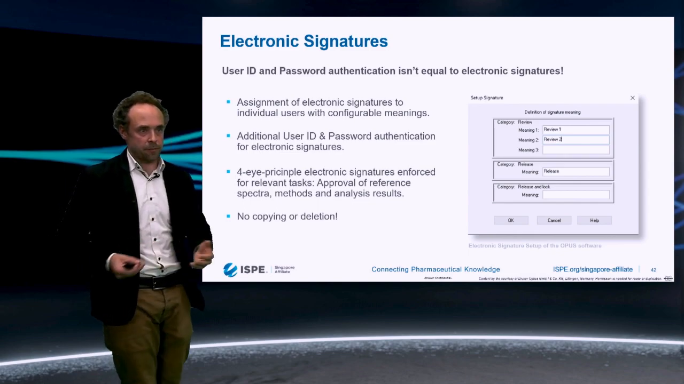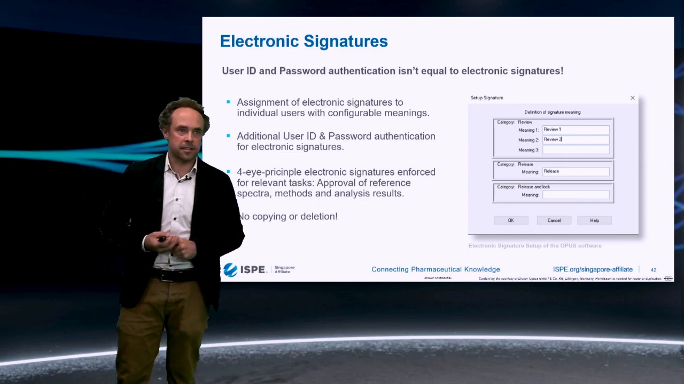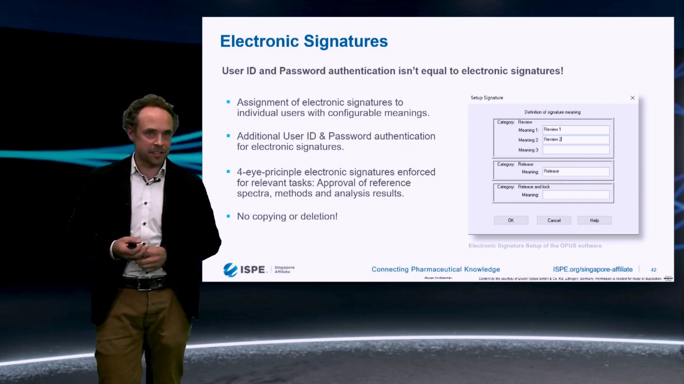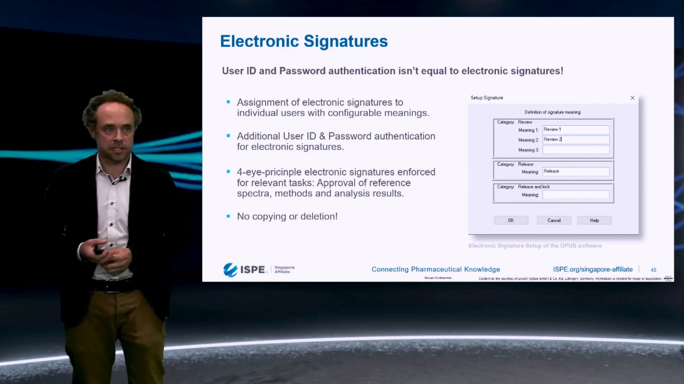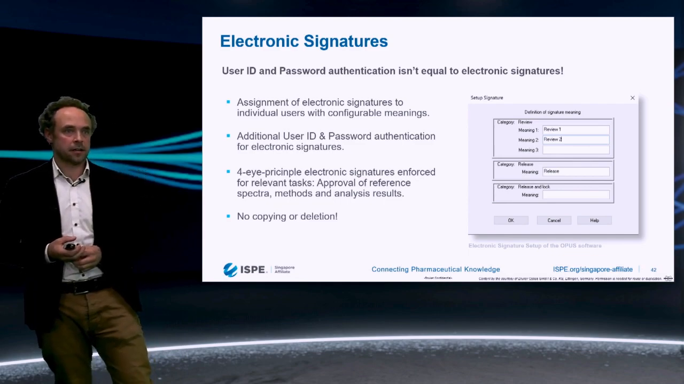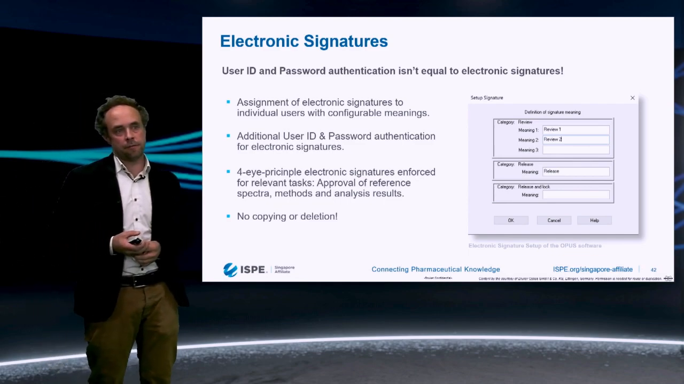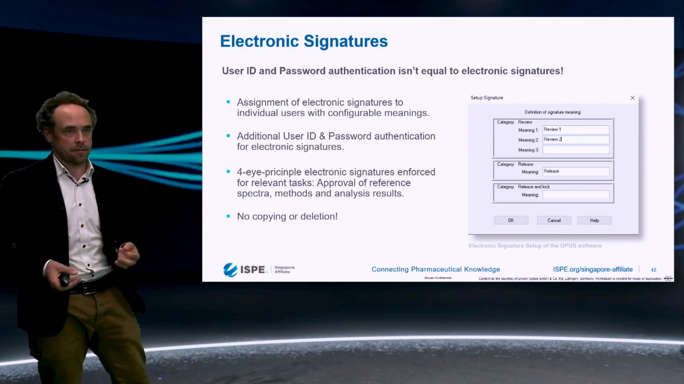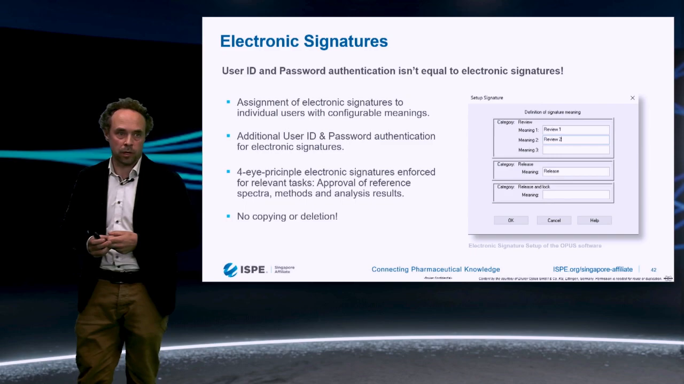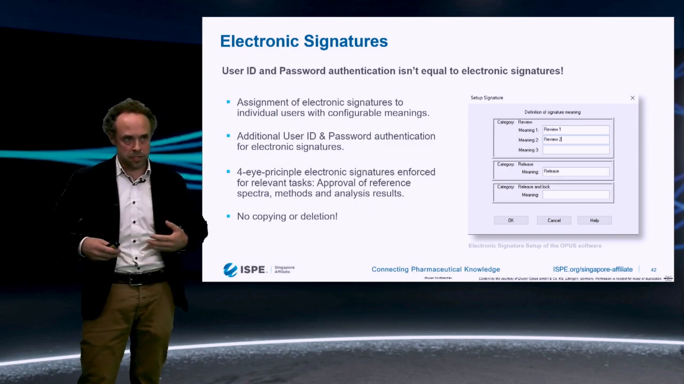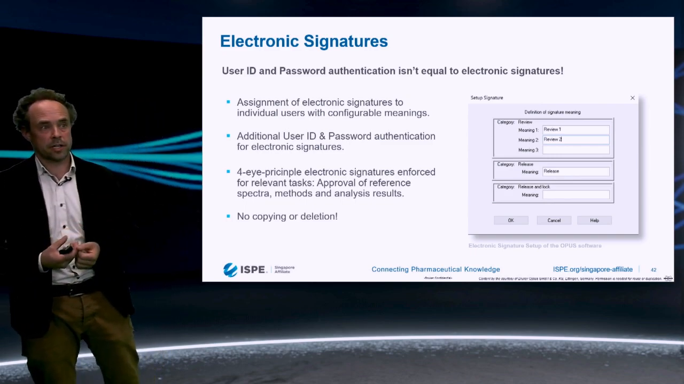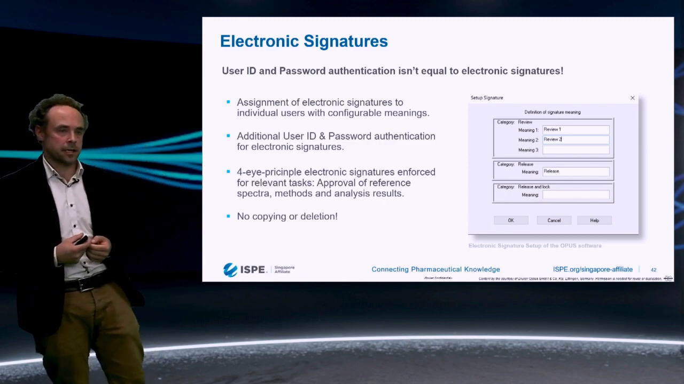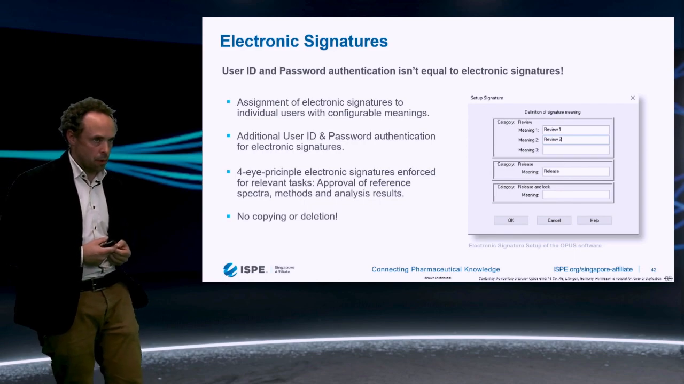As well, an aspect where we come across here and there is that user ID and password authentication does not replace the need for electronic signatures. That's clear. So for example, in our Opus software, we can assign the right to do electronic signatures with configurable meanings to individual users. Of course, if these users then attach an electronic signature to an electronic record, there's of course an additional user ID and password authentication required.